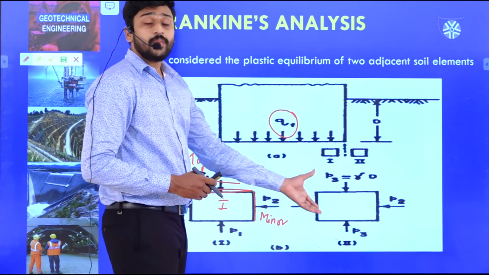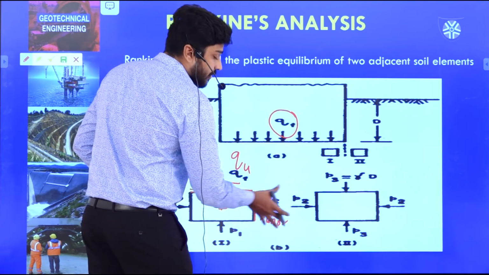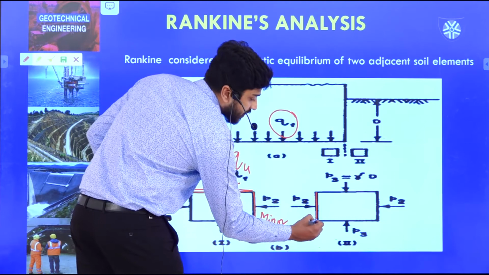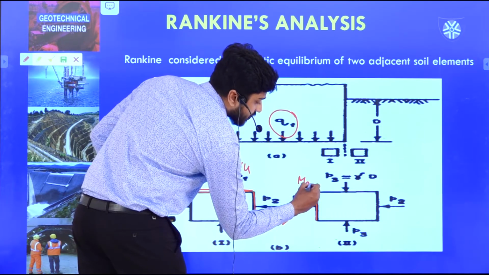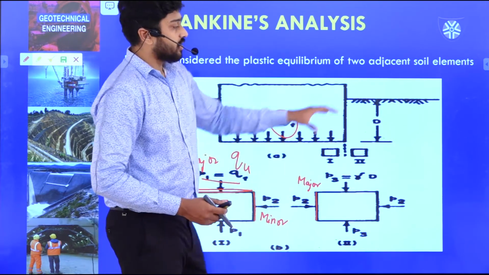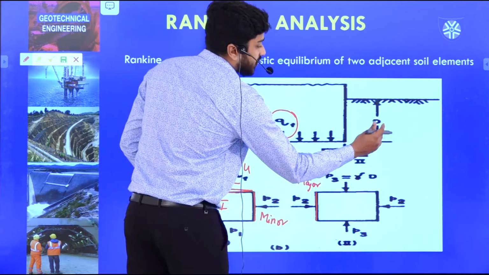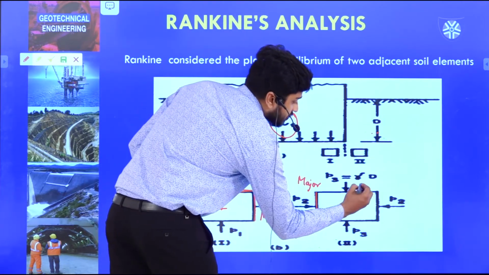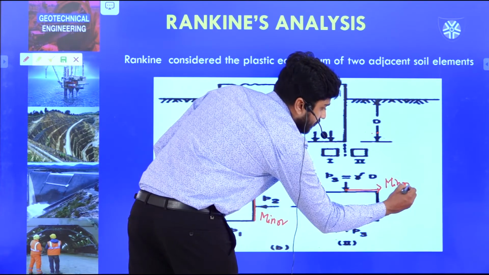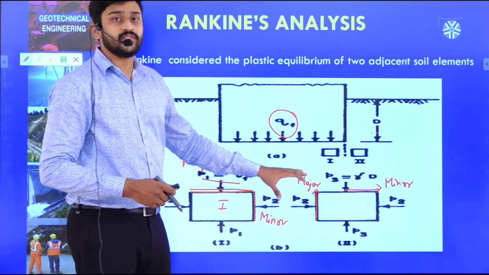But in case of element number 2, since some external pressure is applied on this particular element, this plane is the major principal plane. Since gamma into d, whatever vertical force that is coming due to the self weight of soil, this is the minor principal plane. So that we need to understand. That is the major difference here.